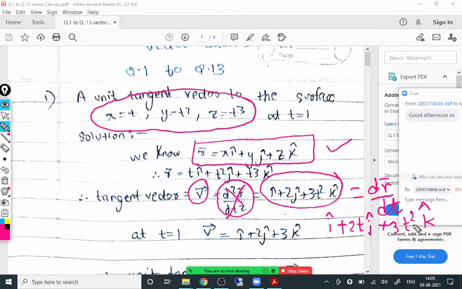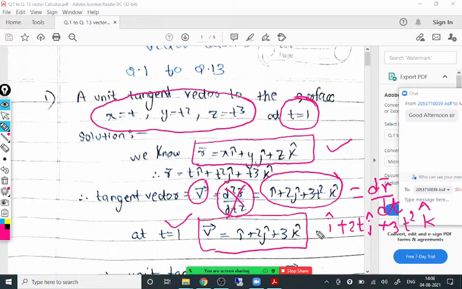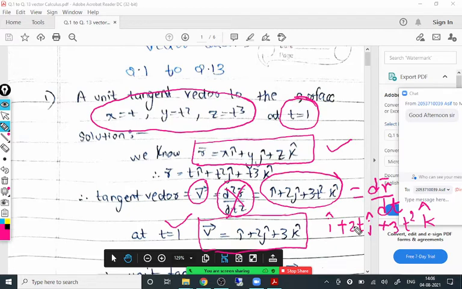We want the velocity at a particular instant, so just replace t by 1. The answer will be I cap plus 2j cap plus 3k cap. So the final answer he has written is correct, but in between a small correction is needed. Suppose this question is for t equal to 2, then he may get a wrong answer there. This is just a simple differentiation.